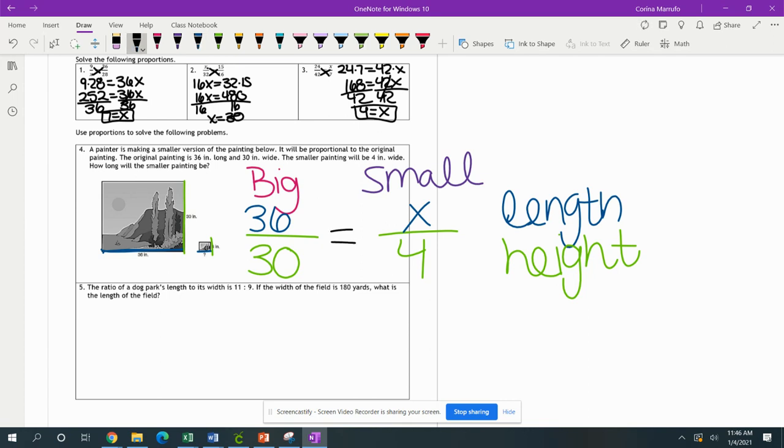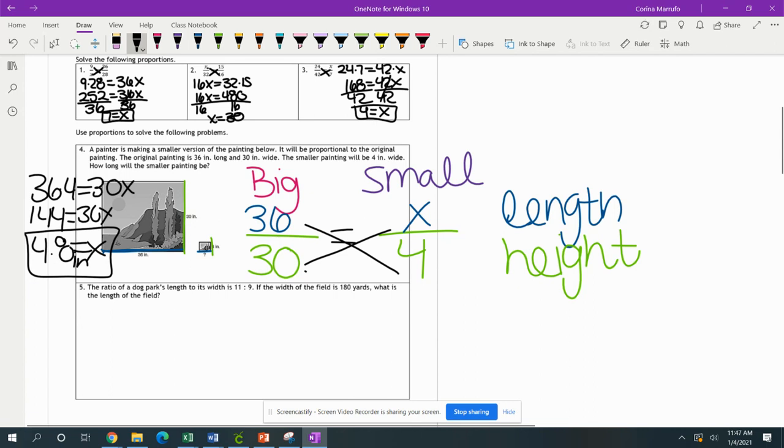Once we set that up, we go ahead and move the 4 up with the 36. That gives us 36 times 4 equals, we move the 30 to the x, and that gives us 30x. Then we multiply 36 times 4. That gives us 144 equals 30 times x. We go ahead and divide by 30. It's going to give us a decimal. It gives us 4.8 is equal to x. So that's the missing side. It's actually 4.8 inches would be the size of the small painting.